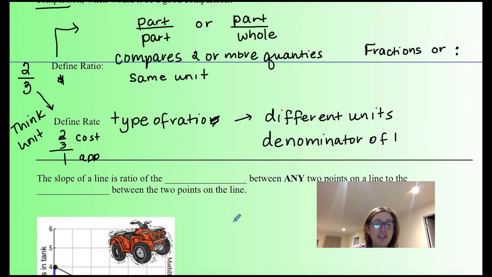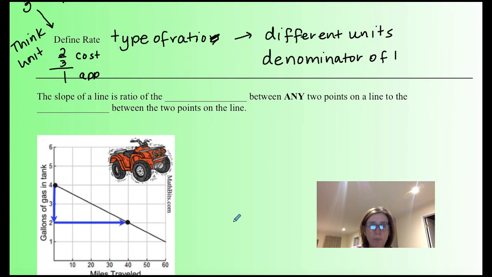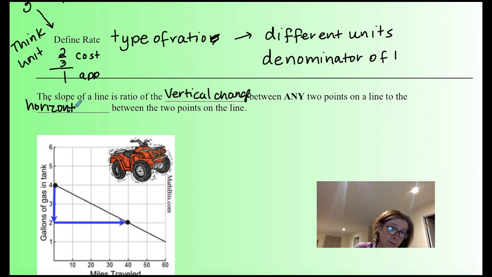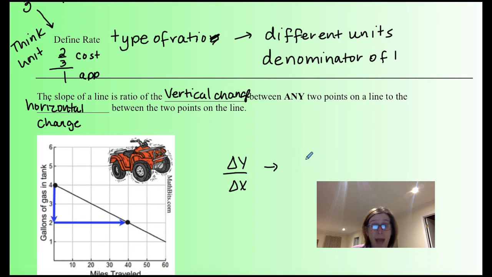All right, so the slope of a line is a ratio. The slope of a line is a ratio, okay? It is the ratio of a vertical change between any 2 points to the horizontal change. So that's why we write it as a fraction. We write change in y over change in x. We know change means subtract, so y2 minus y1 over x2 minus x1. Okay, so that is a slope.